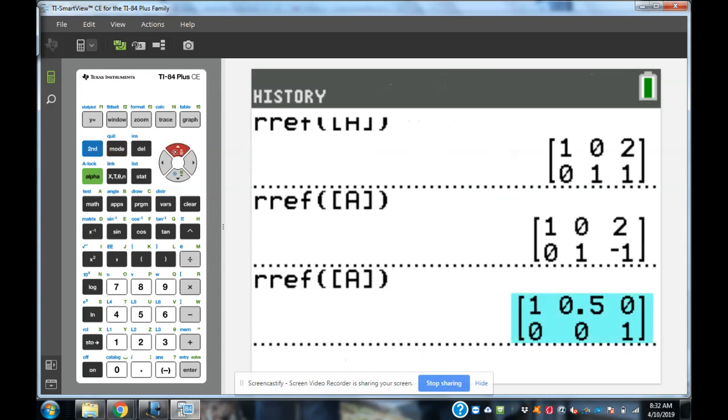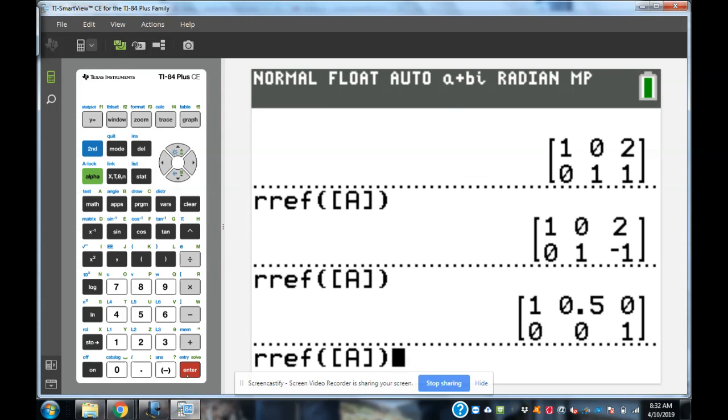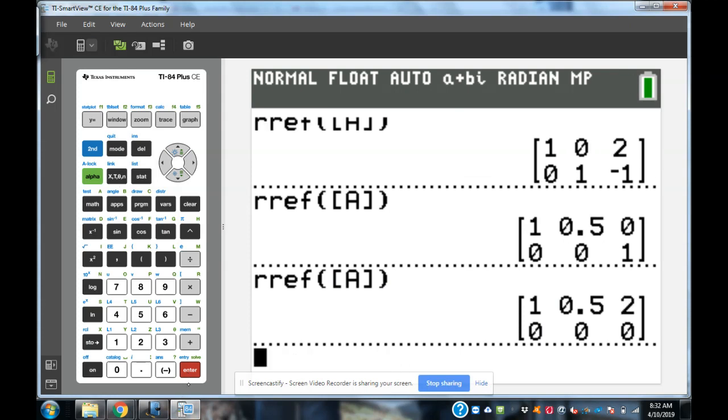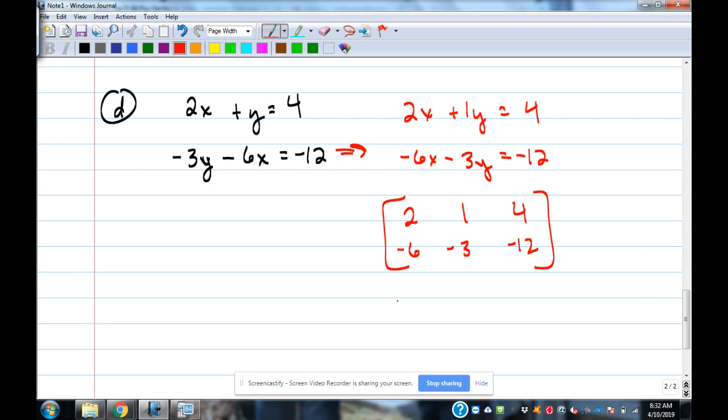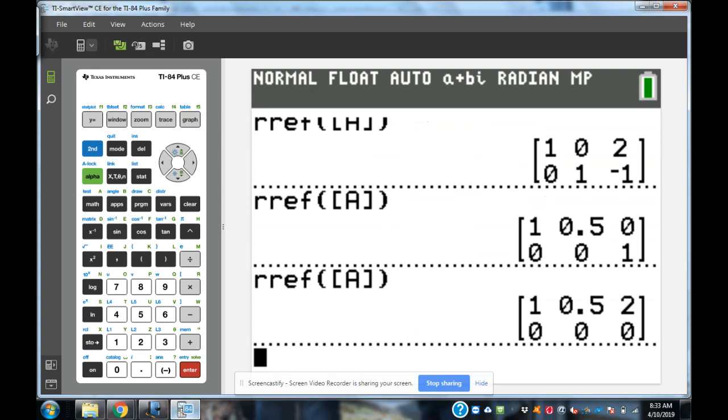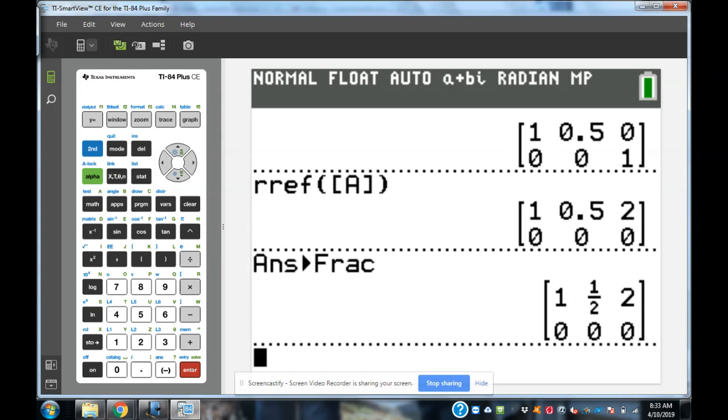Run RREF on that, and we see that the bottom row has all zeros on it. So 1, 1/2, 2, 0, 0, 0. And again, if it's a weird looking decimal there, to change that to a fraction in your matrix, you can just hit math, enter, and it'll convert decimals inside of there to fractions, which is what you want to do. You don't want to use a rounded decimal there for answers, especially if we're going to do something with them later.